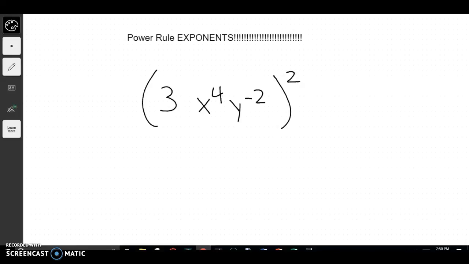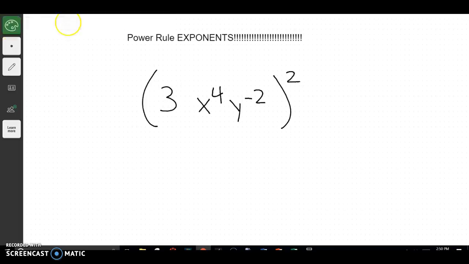Okay, so today we're going to deal with the power rule of exponents. And this first part is just going to be kind of setting it up, and then we're going to do some more difficult examples. So let's get the basic idea behind the power rule.